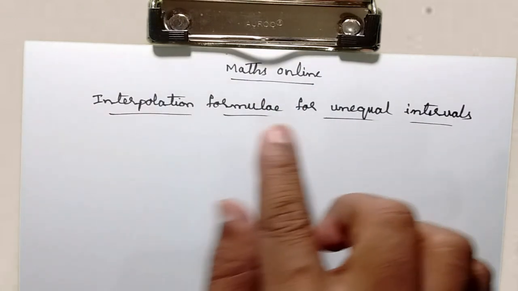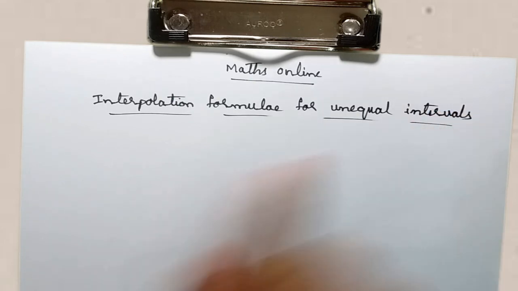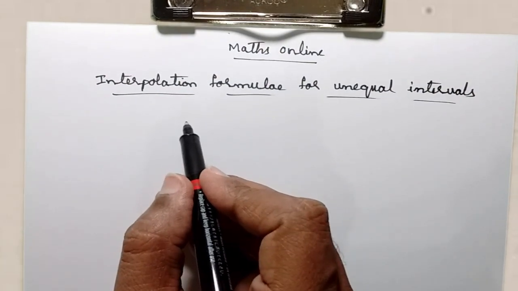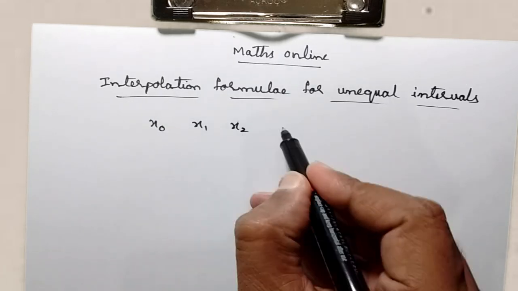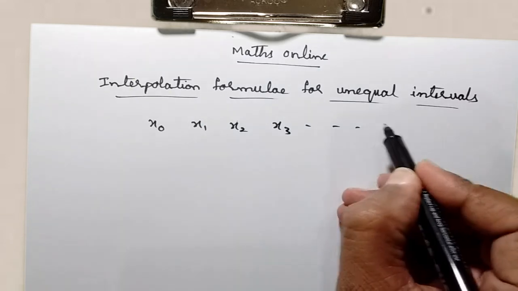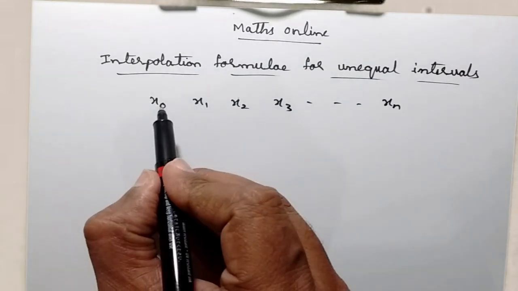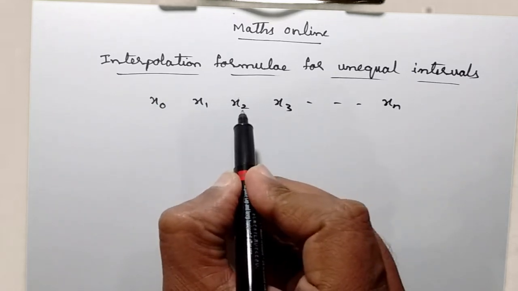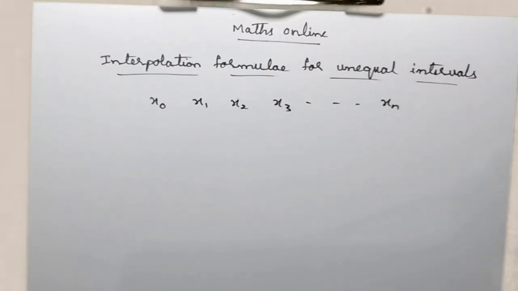Today's topic is interpolation formulae for unequal intervals. Now, what are unequal intervals over here? Suppose you have the values of say x0, x1, x2, x3 and so on, xn. Then the differences between x1 and x0, x2 and x1, x3 and x2 are not equal. They are placed at unequal intervals.